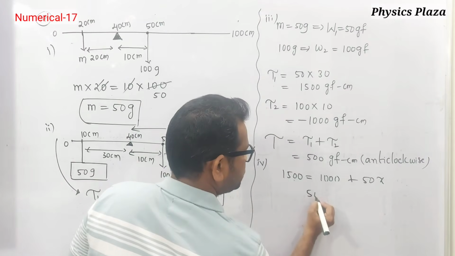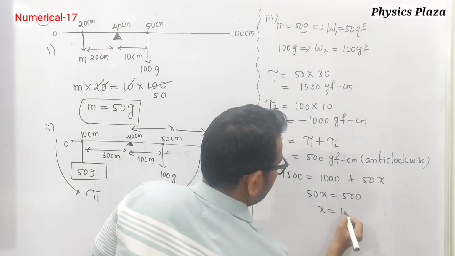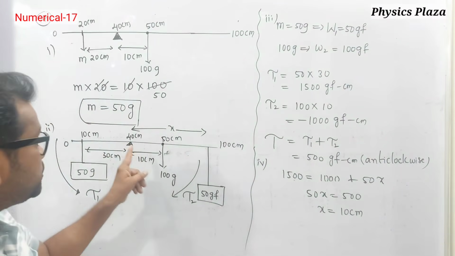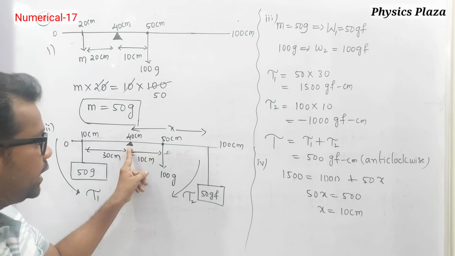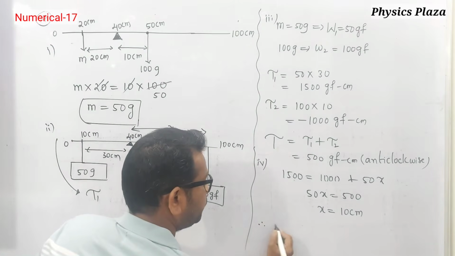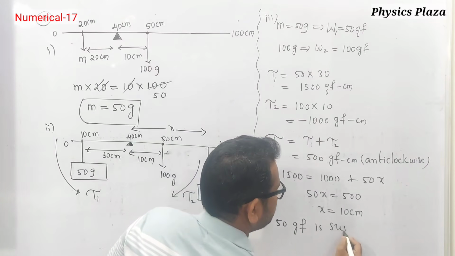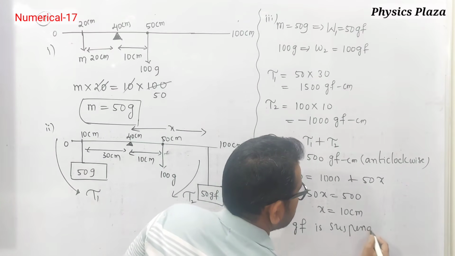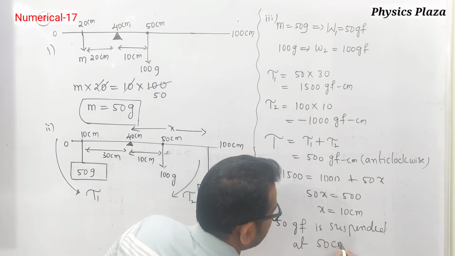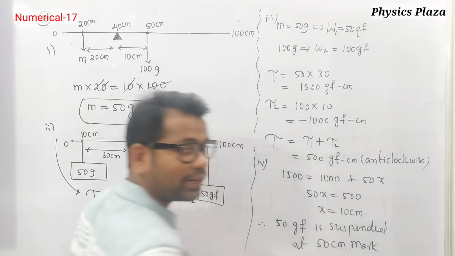So let us simplify this. 50x is equal to 500. So x is equal to 10 centimeters. From where? From this pivot point. x is equal to 10 centimeters, 40 plus 10, which means what? Therefore, the 50 gram force is suspended at the 50 centimeter mark only. Am I clear?